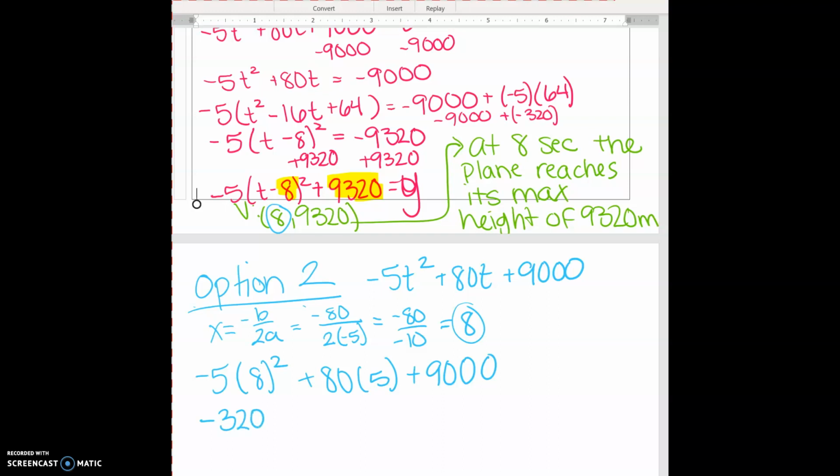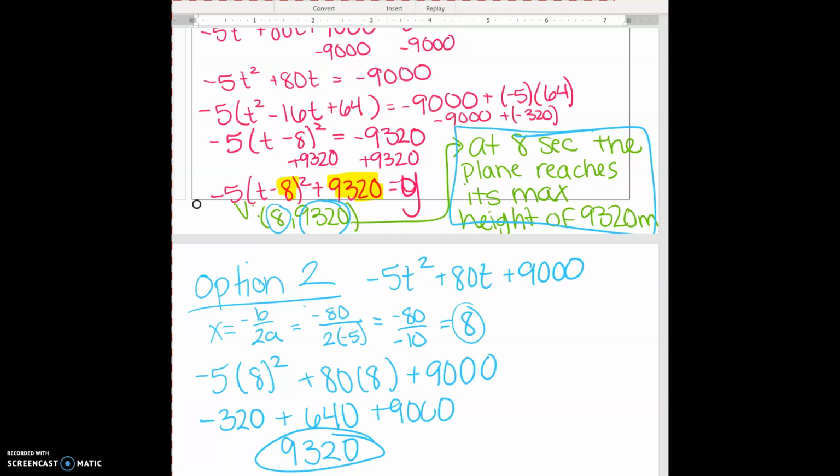And then 80 times, this should be an 8, would give us a 640, plus 9,000 would still get us positive 9,320. And so you can see that it's giving us the same answer right here.